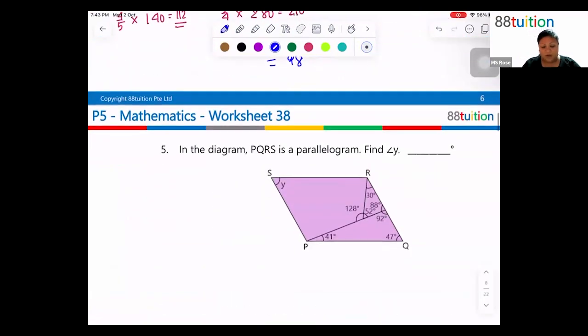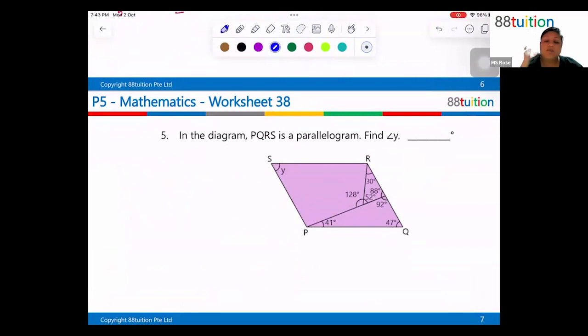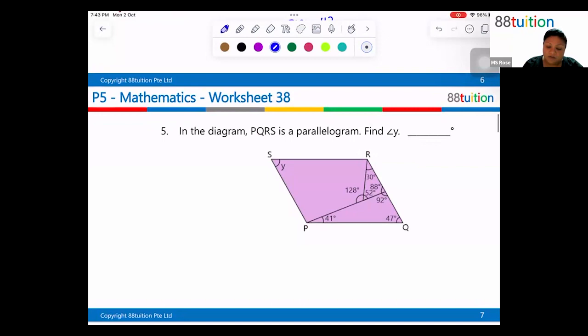Okay, so now question 5. Now, remember what are the properties of a parallelogram? Hang on, let me just reply to Jasrin.